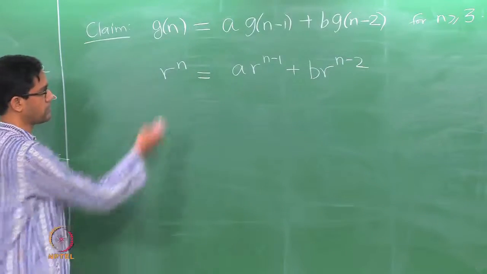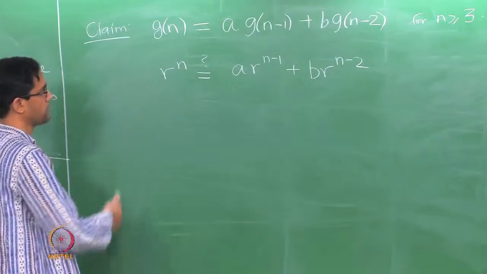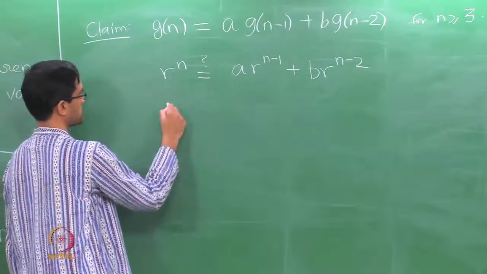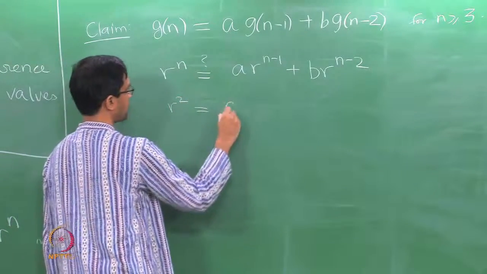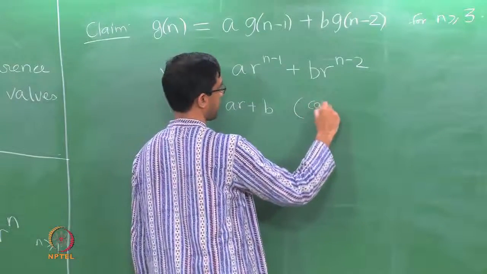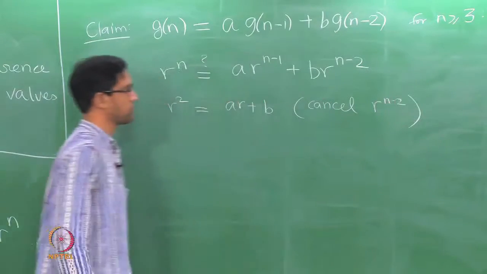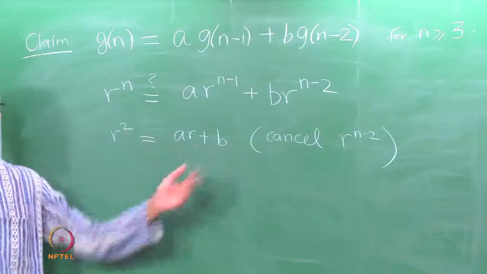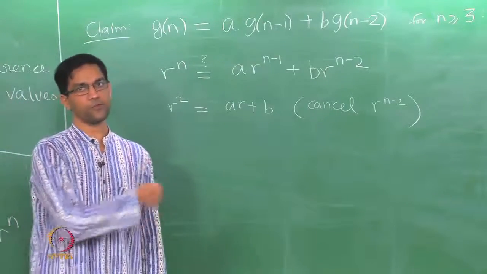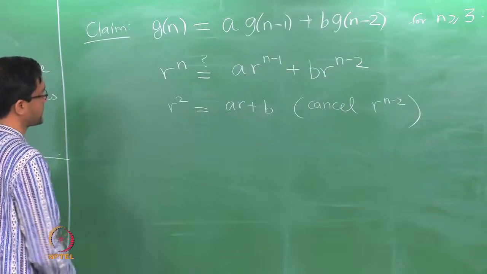And of course this is all we need to check. Just observe that if you cancel off an r to the n minus 2 from both sides, this equation is the same as r squared equals ar plus b. How do you get this? By cancelling a common factor of r to the n minus 2 from both sides of the equation, and that was the beginning assumption on r, that it is a root of that equation. So of course the proof is very simple. Once we know what we want to prove, it's rather trivial to see that it's true.